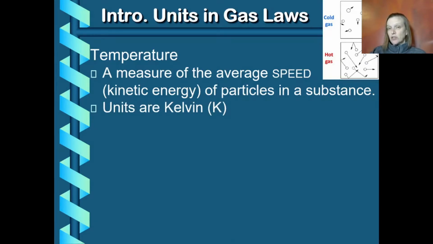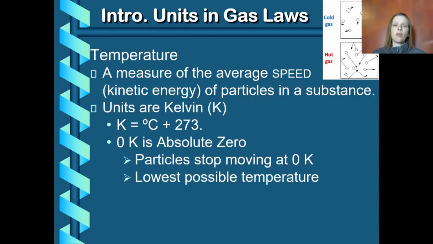Temperature. The units for temperature when you're doing gas laws must be converted to Kelvin. If you have a temperature in degrees Celsius, you convert to Kelvin by adding 273. 0 Kelvin is absolute zero. At absolute zero, particles stop moving, and it's the lowest possible temperature. You cannot get lower than 0 degrees.